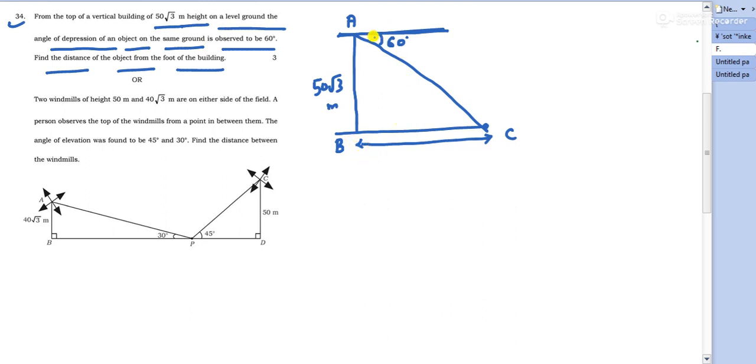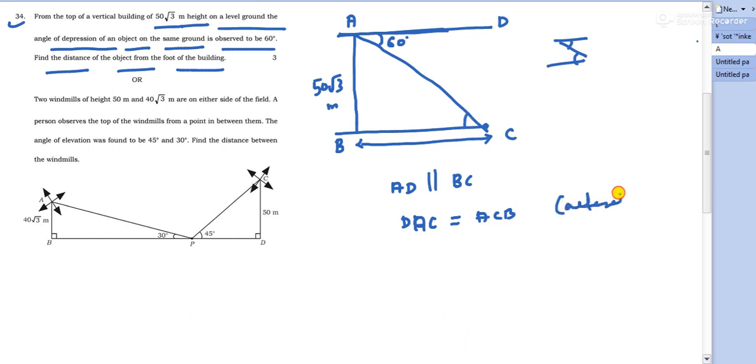Since this line is parallel to this, you can name this as D. You can write since AD is parallel to BC, angle DAC will be equal to ACB, correct? Because alternate angles are equal. You can write that here, alternate angles. Got it? So even this will be 60.